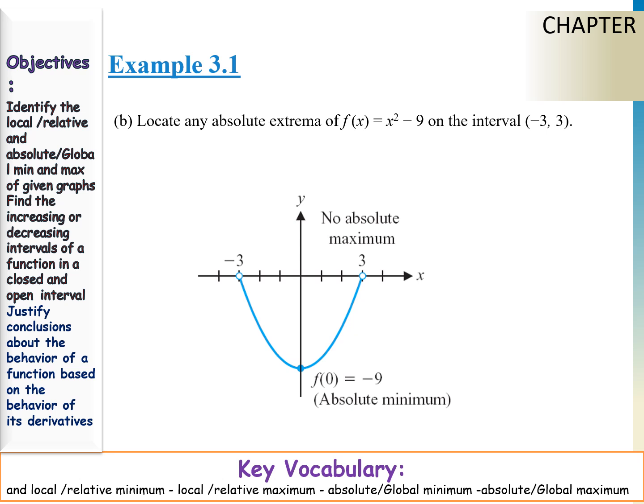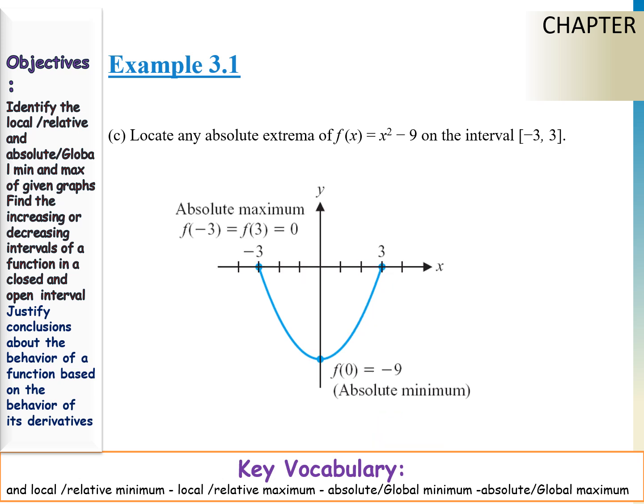Next graph. Now again, the starting point is not included and the ending point is not included. It means we have no absolute maximum and minimum. Remember, in an open interval, we never have any absolute maximum or minimum, depending on the behavior of the graph. But look at the graph, again this is the absolute minimum. So the minimum point is given, and yes, it is also a local minimum. So you can see that a local minimum can also be an absolute minimum or maximum.